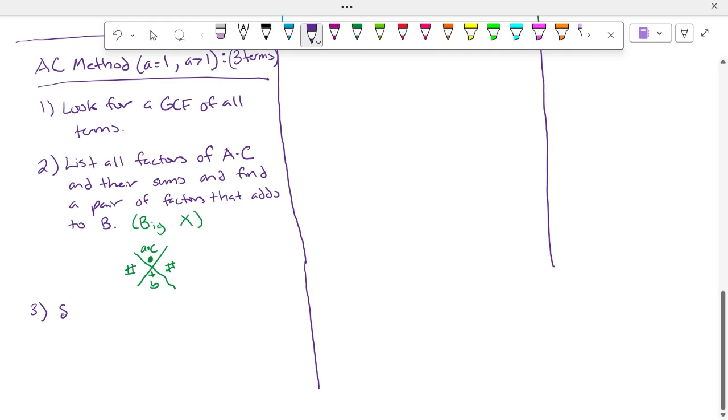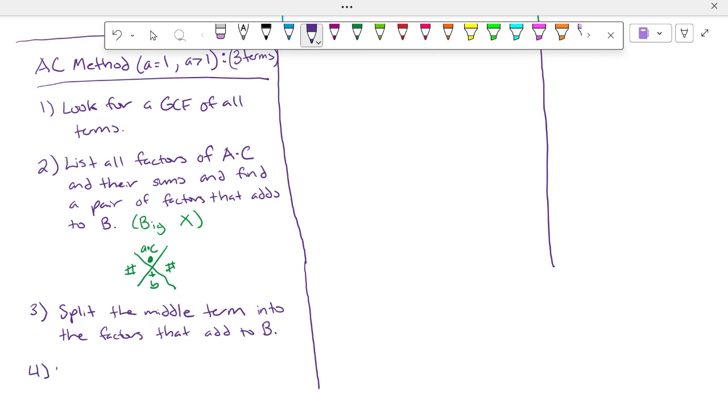Then I'm going to split the middle term into the factors that add to B. And I'm going to factor by grouping.